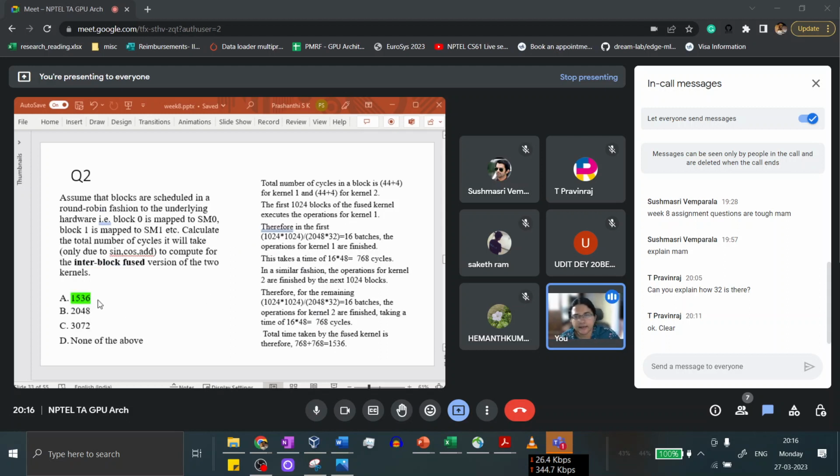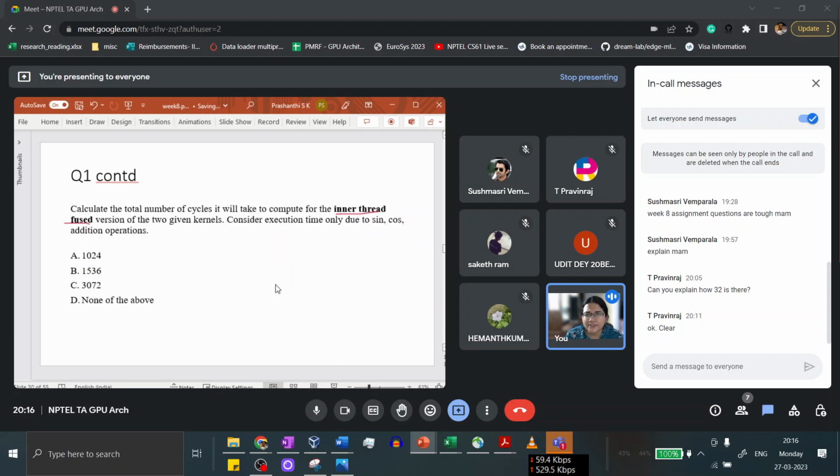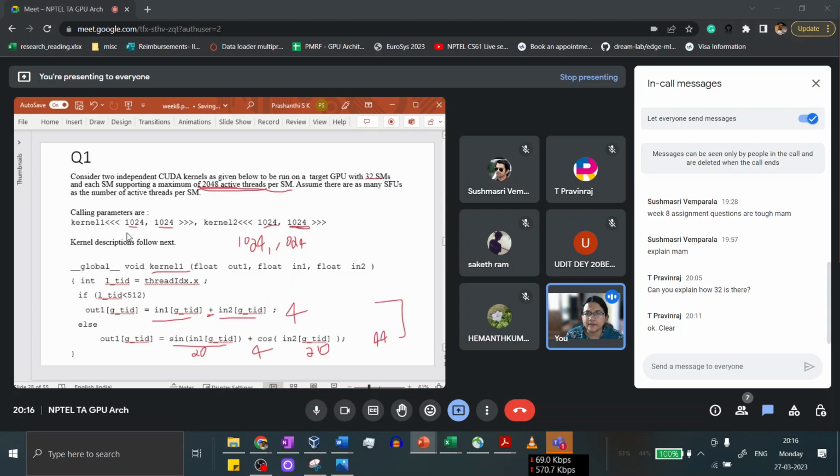So it is again 1536, right? Let's talk about how this is. Again, the total number of cycles is 44 plus 1 for kernel 1 and 44 plus 1 for kernel 2. This remains unchanged. Now remember that each of these kernels is launched with 1024, 1024, right?